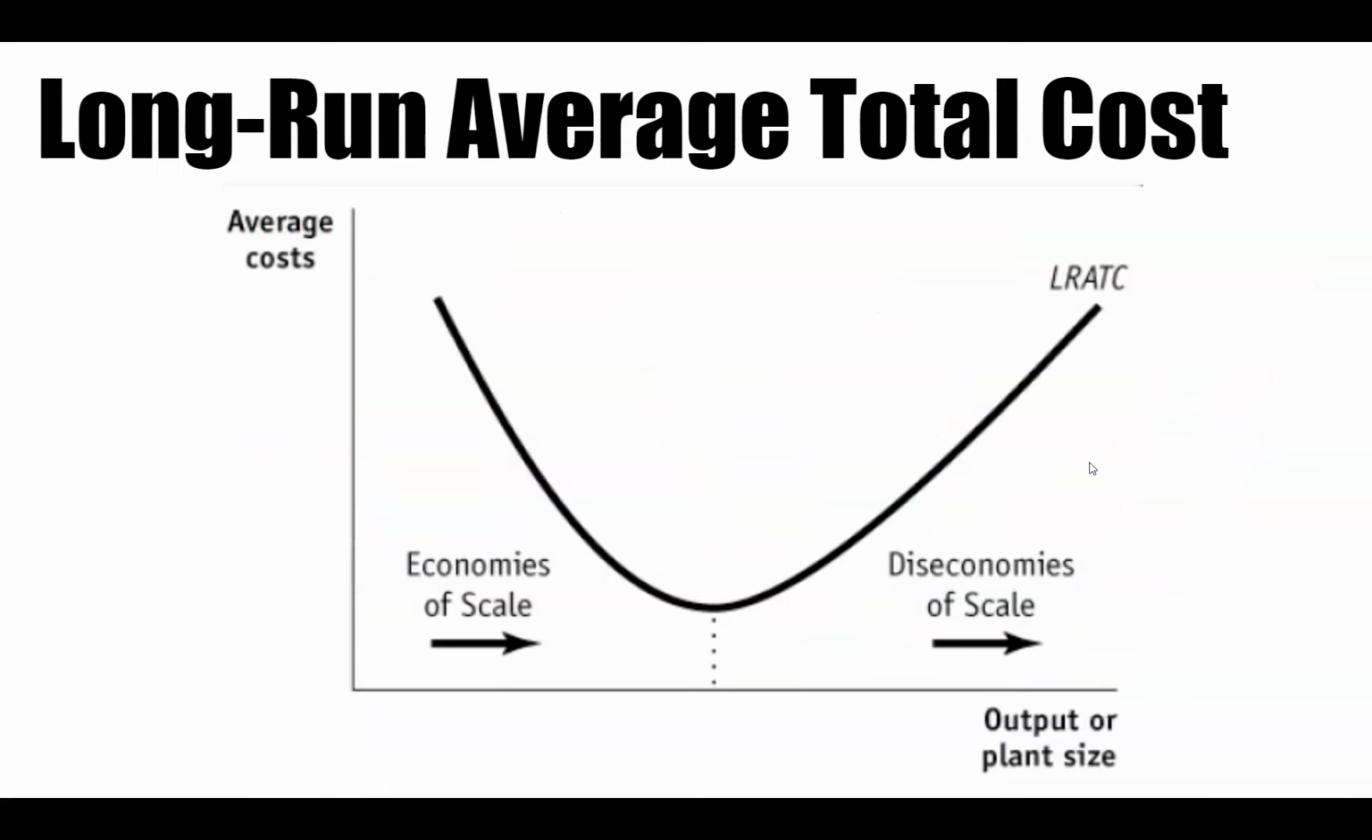So on that long run average total cost curve, every point from the minimum to the left is called the economies of scale portion. And everything from the minimum to the right is the diseconomies of scale.